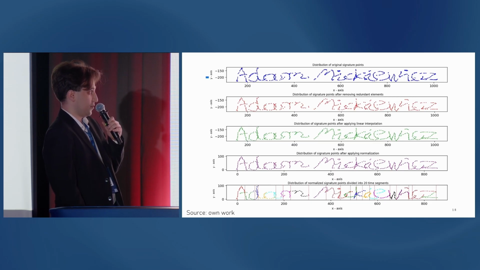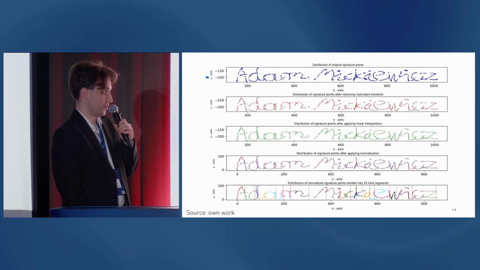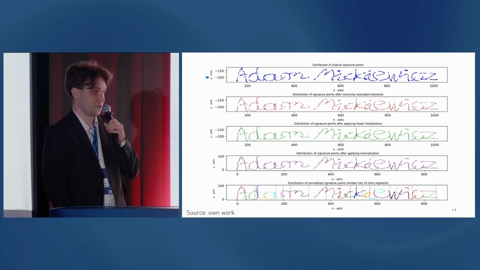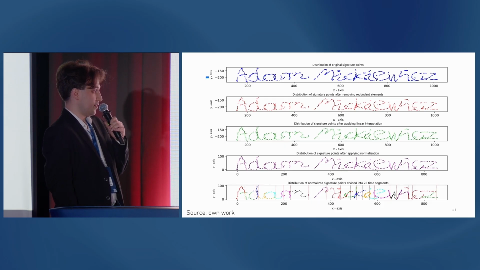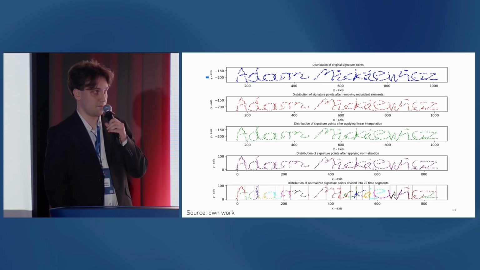And here we have 3-4 main stages of preparing that signature. The first one is removing redundant elements. So when somebody was signing and kept their finger in one place for a longer time, then the system registered that. So you remove the excess redundant elements. Then green means applying linear interpolation.